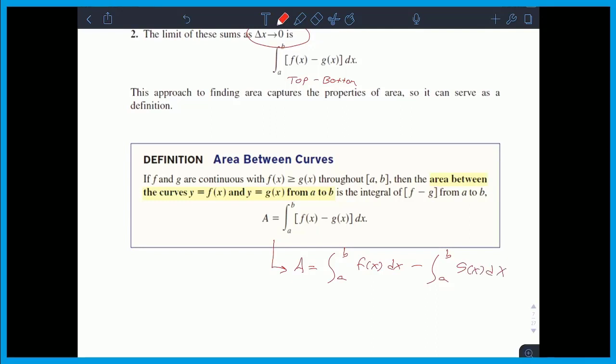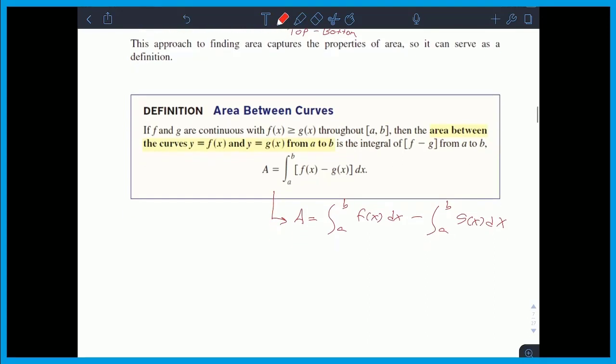It depends on the curves. If the curves are easy, you might not need to. If the integration is a little more complex, then you might find you want to split up the integration. All right? Everything we've talked about so far has been with a vertical rectangle.